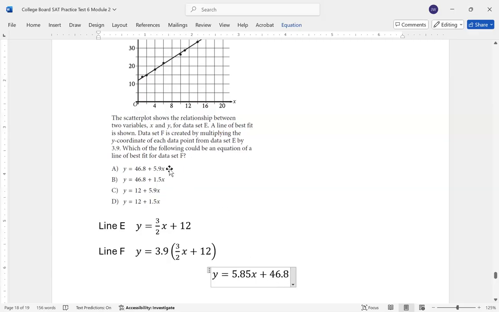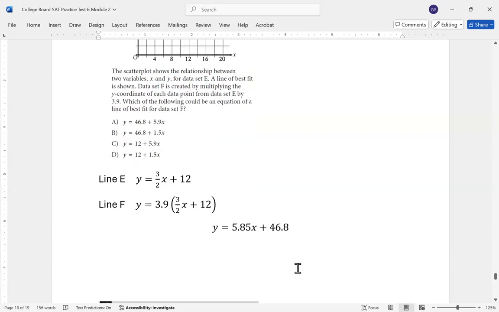And if you look at which options match that, well, the best option that matches that is just changing this, what I called 5.85 to 5.9. And therefore, the answer to question 25 is line A. Y equals 46.8 plus 5.9x, or you could have rewritten that as y equals 5.9x plus 46.8. Again, I got that by taking the outputs, all of the outputs, and multiplying them by a factor of 3.9.